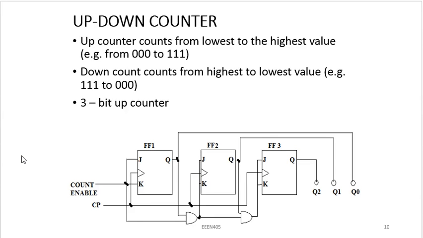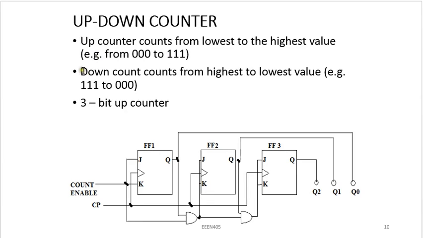So the next thing is up-down counter. The up counter is a digital counter that can count from the lowest value to the highest value. For instance, the 3-bit counter we have seen counts from 000 up to 111. So it is increasing from the minimum to the maximum. That is why we call it up counter.